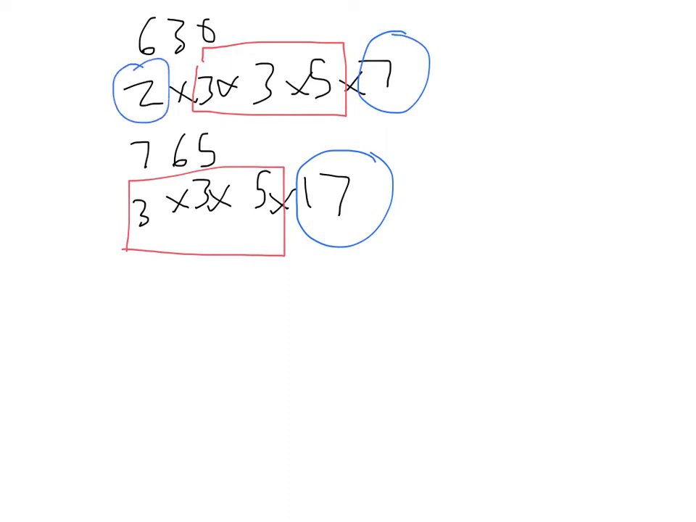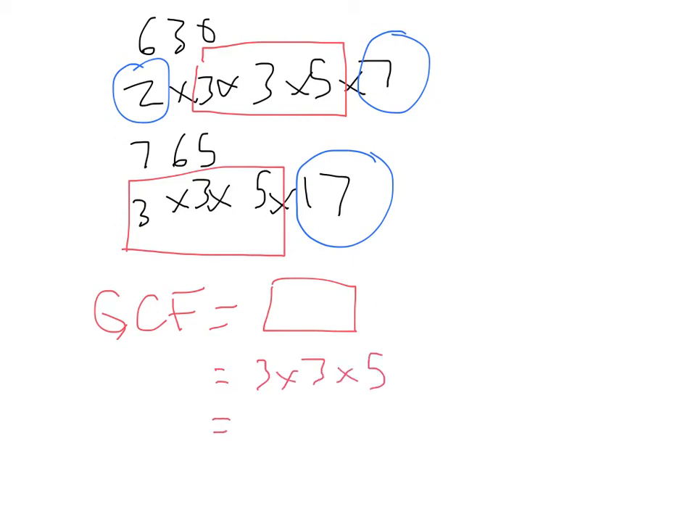So we have 2 ways of finding this the way we normally have. Everything in the square is what makes the greatest common factor, or rectangle in this case. So I know greatest common factor equals everything in the rectangle. So that's 3 times 3 times 5. 3 times 3 is 9. Times 5 is 45. So that's the greatest common factor that I hope you guys found.